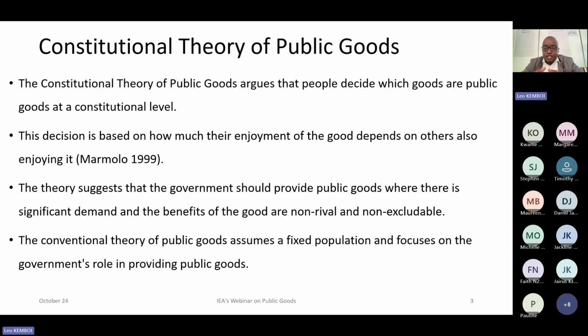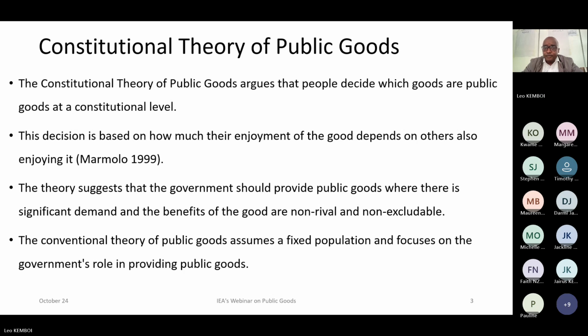To kick off the discussion, there's a new body of work around what constitutional scholars are calling the constitutional theory of public goods. While there is an economic definition, and those public goods already have what we call inherent characteristics, the constitutional scholars assert that people within a territory can decide, in their constitutional charter, to make it explicit which goods are public goods at the constitutional level.